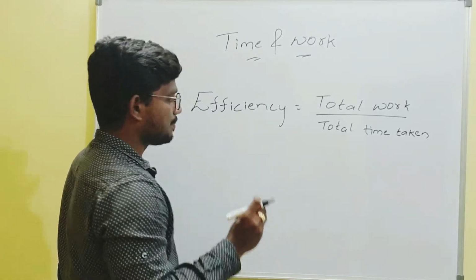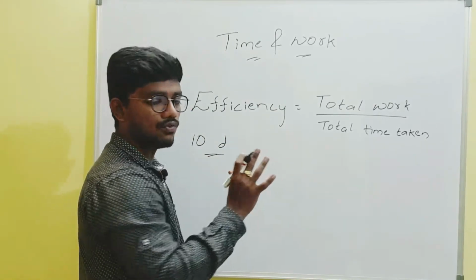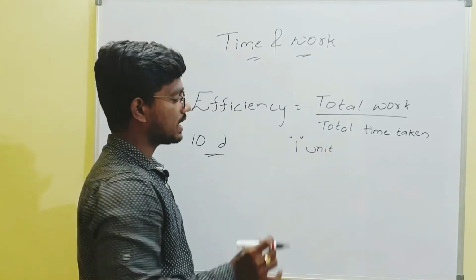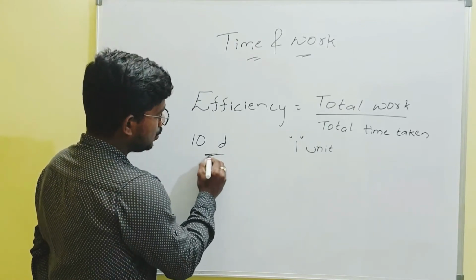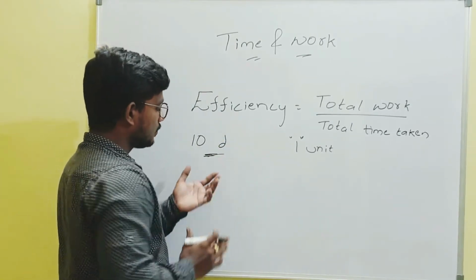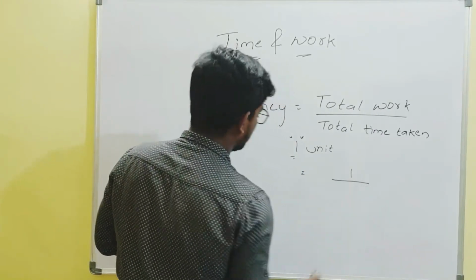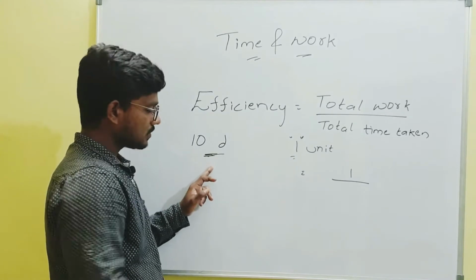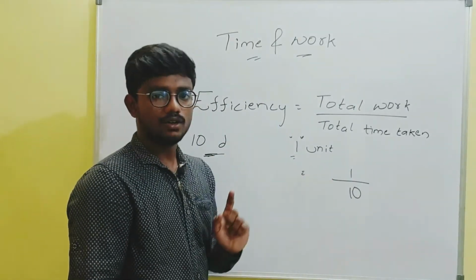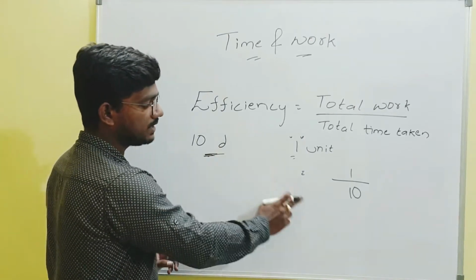For example, let us take a person who can do a piece of work in 10 days. In time and work, generally we consider the total amount of work as 1 unit. If a person can do a piece of work in 10 days, then the efficiency of the person becomes total work by total time taken. Here the person completes the entire 1 unit of work, so I will take 1 in the numerator and total time taken is 10 days in the denominator, so the efficiency of the person becomes 1 by 10. We can also say that the quantity of work done by the person in 1 day is 1 by 10. This is how we calculate the efficiency of the person.